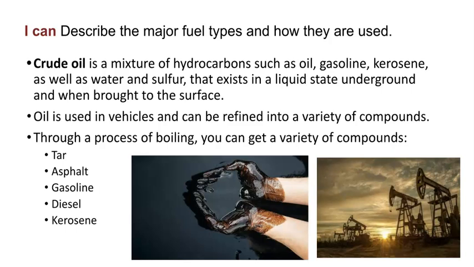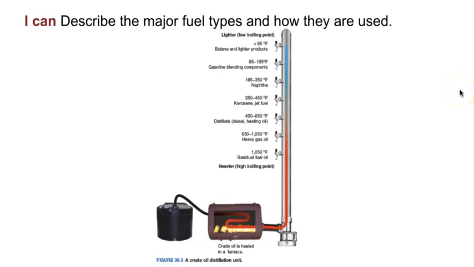Oil is used in vehicles, so it can be made into gasoline and diesel, jet fuel. Can also be made into tar and asphalt, kerosene, and you do that by boiling point. So here's a graphic that you can pause and take a look, but you can see that if you distill and use different boiling points, you can create different types of fuels from crude oil, including gasoline, including jet fuel, including diesel and heating oil, etc.